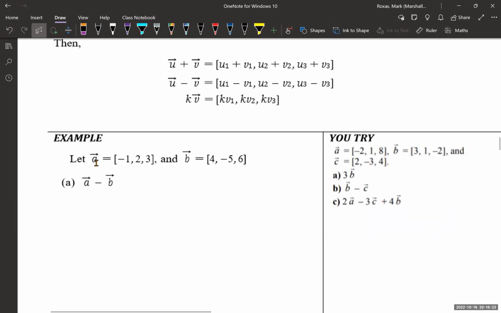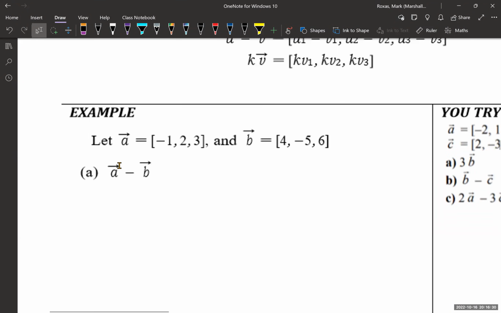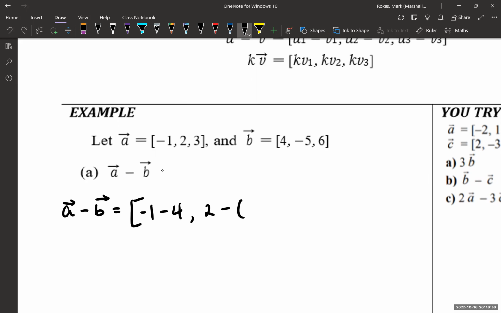So if I'm adding or subtracting 2 vectors like in this first example, let A be this 3D vector and B be this other 3D vector, I can subtract A take away B by subtracting each of their components, right? So A take away B is just like in the 2-dimensional case, we just subtracted the x components, so -1 take away 4. So A comes first, and then B, so it's A take away B. And then the y component, so the y component of A is 2, take away the y component of B, which is -5. And now we have a z component to include here.